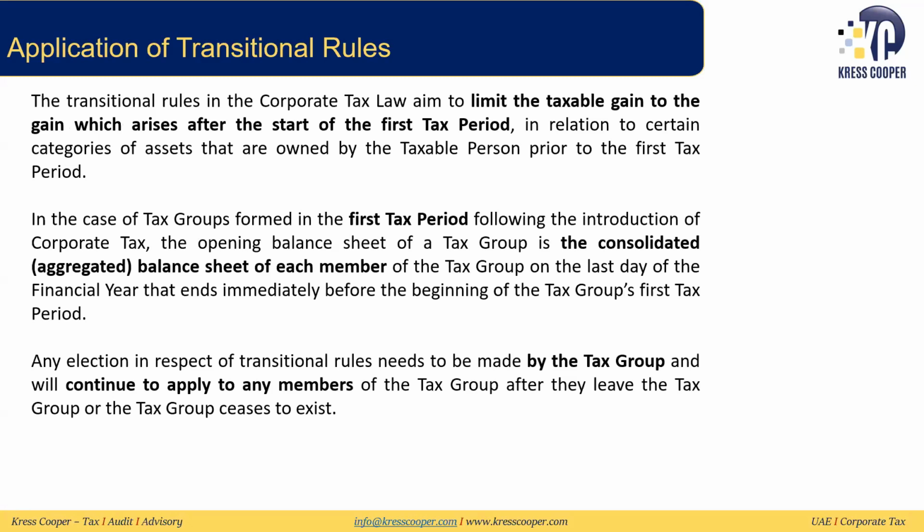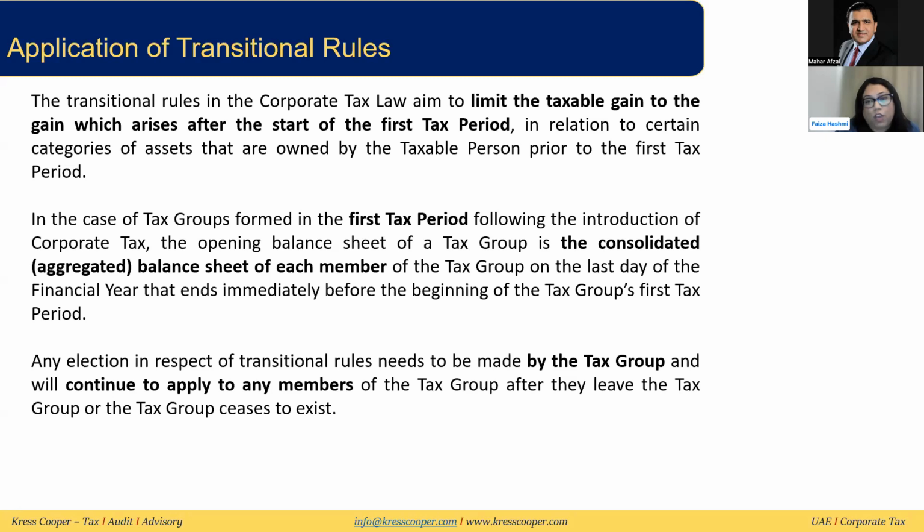In the case the tax group is formed in the first tax period following the introduction of the corporate tax law, whichever is applicable for them, for example, January to December, so it would be 2024, the opening balance sheet of the tax group will be the consolidated balance sheet of each member of the tax group on the last day of the financial year that ends immediately before the beginning of the tax group's first tax period. Any election that we are making in terms of this transitional rule also needs to be made by the group, and it will continue to apply to all members, like we discussed with the other elections, even if they leave the tax group or even if the tax group ceases to exist.